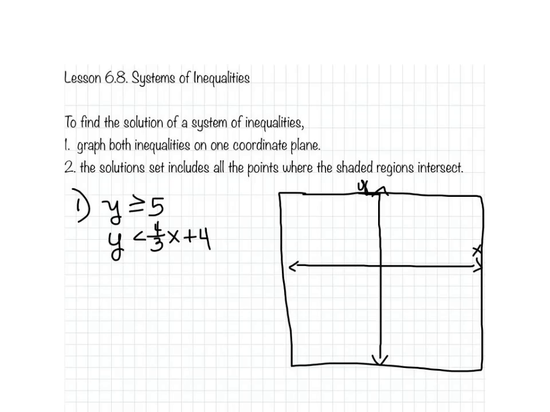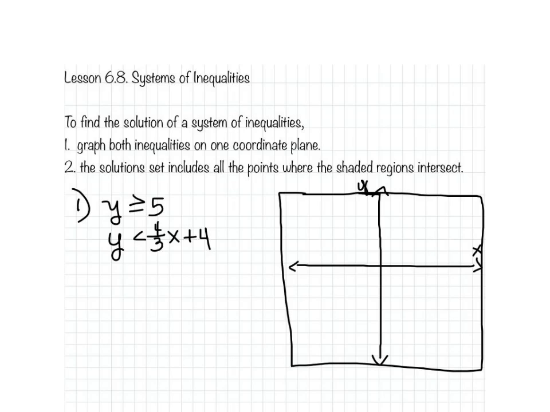This is lesson 6.8, Systems of Inequalities. In chapter 6, we've been solving systems of equations, and now we will start solving systems of inequalities. Okay, so write down the 2 steps you will take.